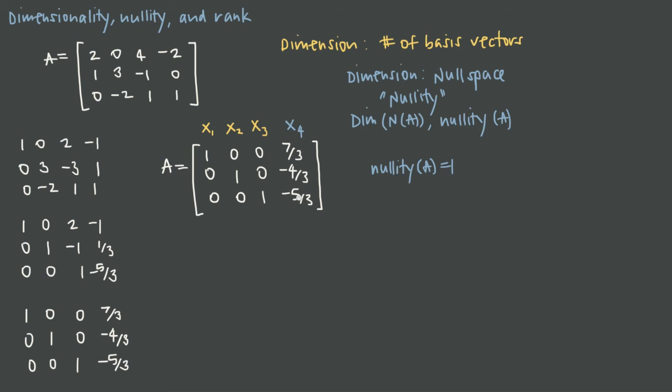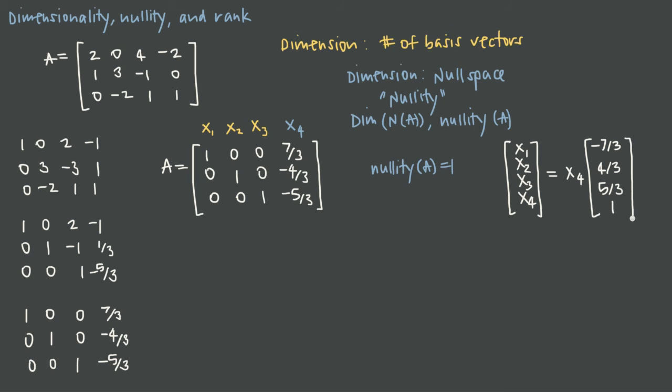And that makes sense because if we were figuring out the null space of this matrix, we would end up with this solution here. We would have x1, x2, x3, and x4. And we've already looked at this. We know how to find the null space. So we would take a couple steps. We would get here, and we would have x4, and it would look like this. We would have -7/3, +4/3, +5/3, and then we would have 1. And this would be the basis vector for the null space.